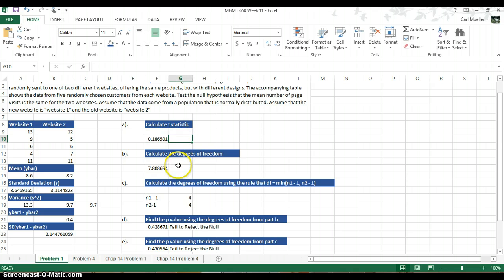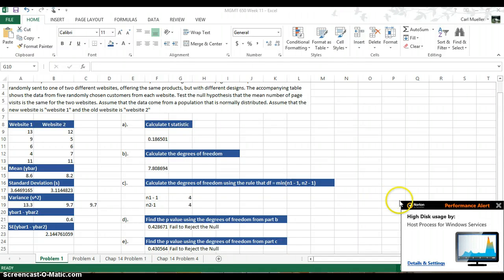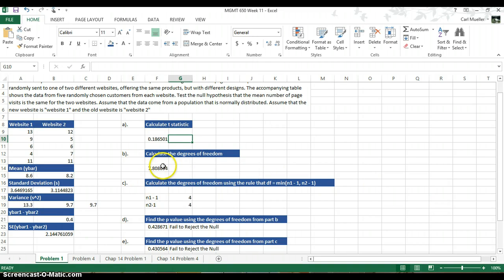And so continuing on, calculating the degrees of freedom. There are two ways we calculate the degrees of freedom, and we're actually going to walk through it. The first way is the formulaic way of doing it, and that looks cumbersome over here.